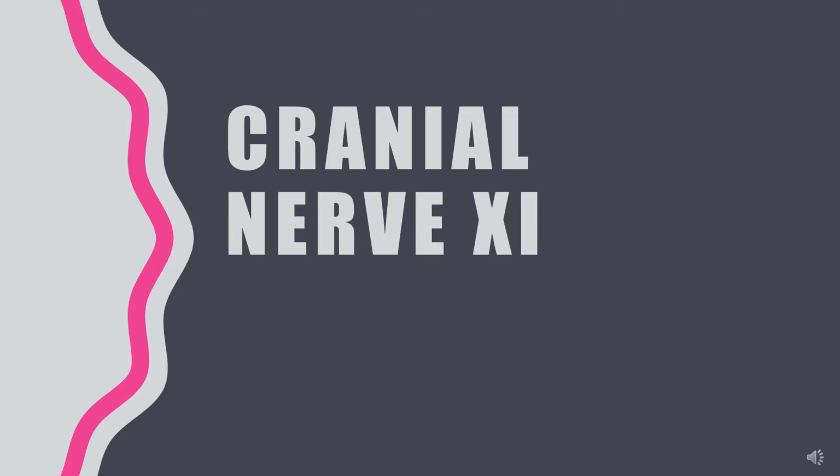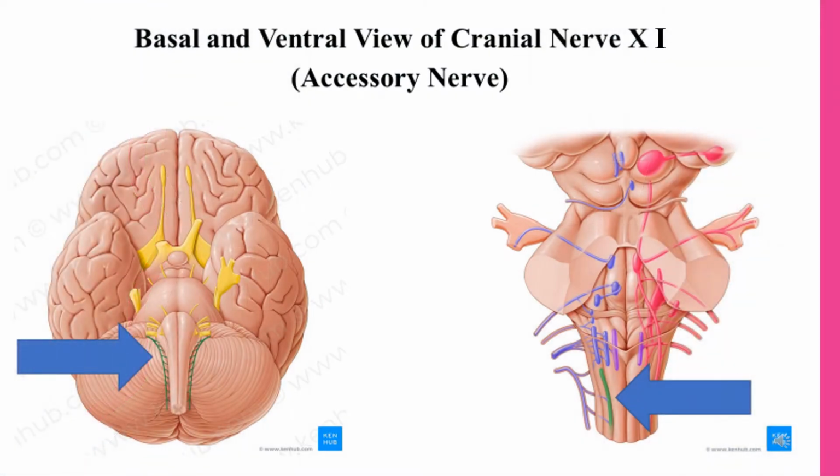Today we will discuss the cranial nerve 11. The cranial nerve 11 is also referred to as the spinal accessory nerve. Traditionally, the accessory nerve is divided into spinal and cranial parts. Here are two pictures showing the basal and ventral view of cranial nerve 11.